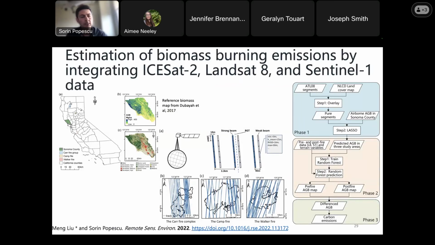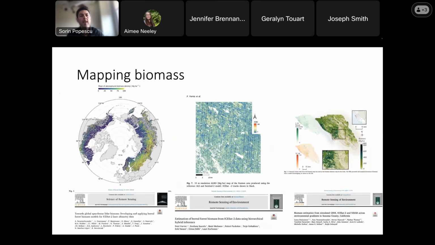Here's a study that looked at biomass burning emissions with ICESat-2 by looking at biomass maps before and after fires to estimate what was emitted during those fires, for example, in California. There are other efforts from other scientists for mapping biomass. I'll just mention 3 of them here.